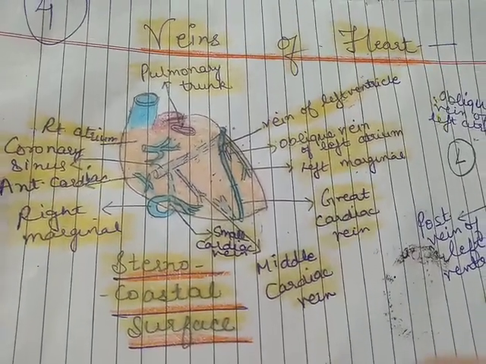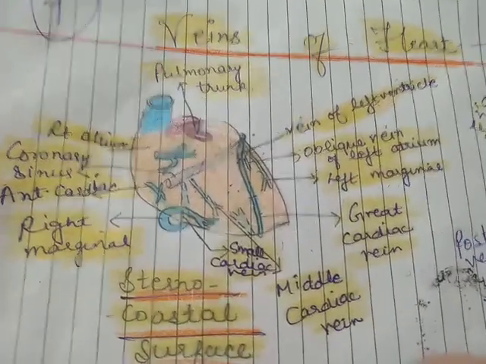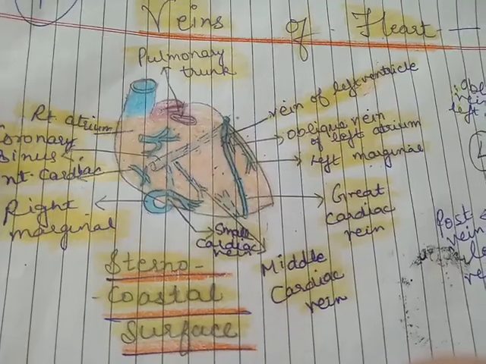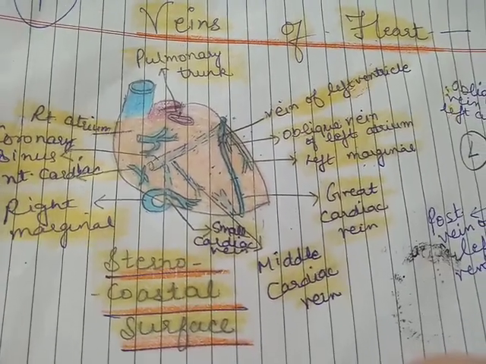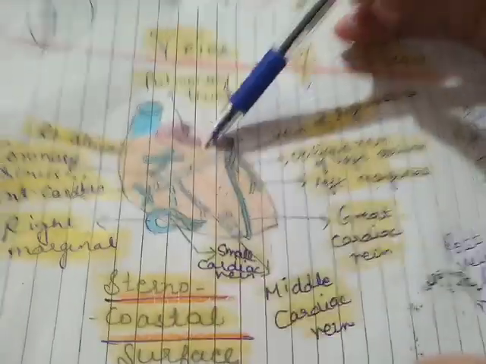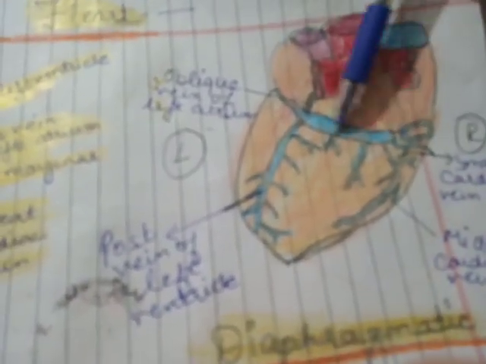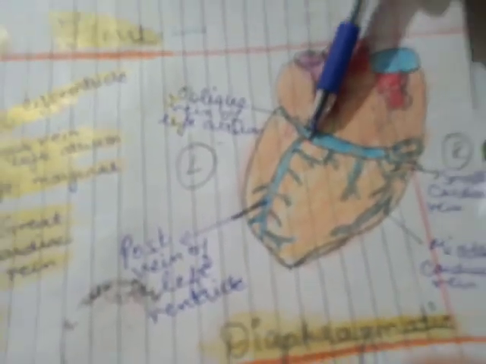Today's topic for discussion is the veins of the heart. So, the main venous drainage of the heart is by the coronary sinus, right? I have drawn the coronary sinus running in the atrioventricular or coronary sulcus. It's more visible on the diaphragmatic and base surface. This is the coronary sinus.